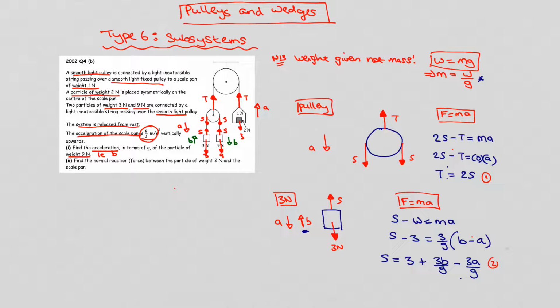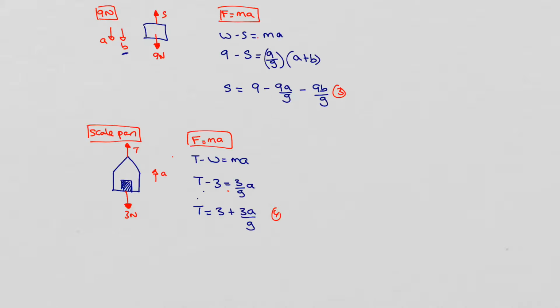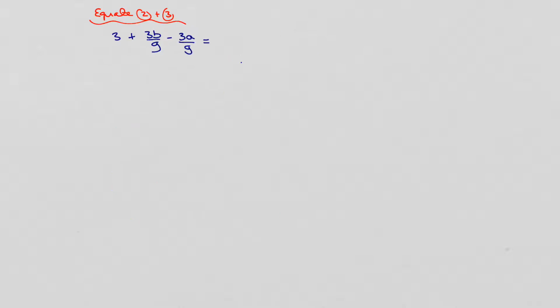Three plus 3b over g minus 3a over g. And what does that equal? Well, that equals equation 3 there, which is 9 minus 9a over g, and that's minus 9b over g.